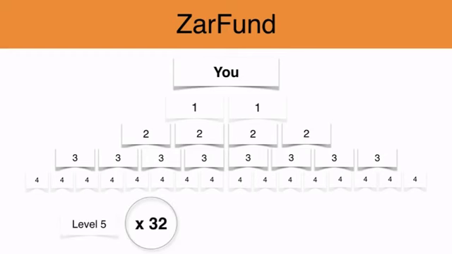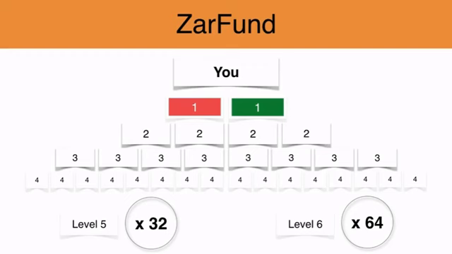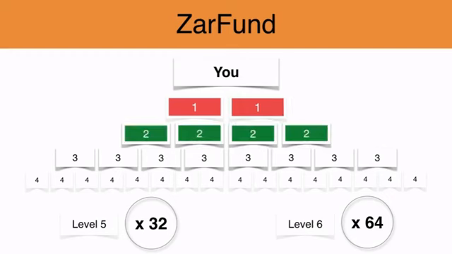Your level 5 will be 32. Your level 6 will be 64 people. And once you look at it again, you'll see you have 1 leg with 1, and 1 leg with 1. Your next leg, your 1 on red and 1 on green will get 2 people, and your matrix will start to grow.